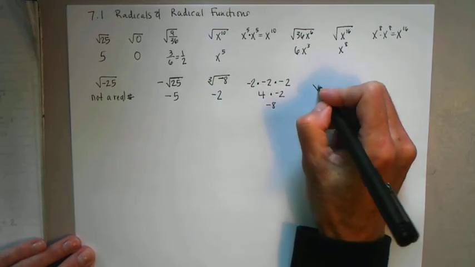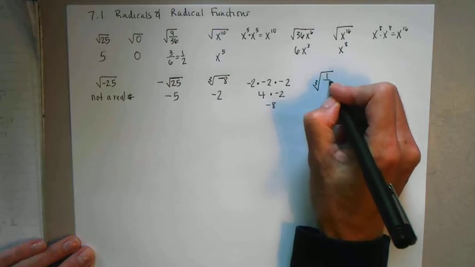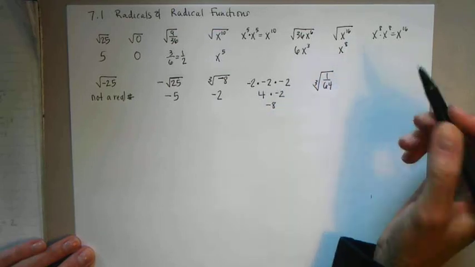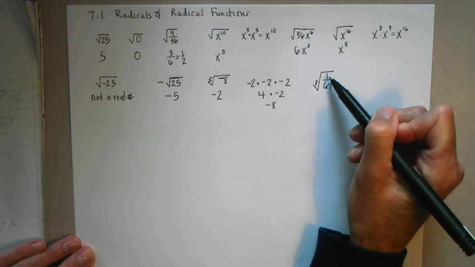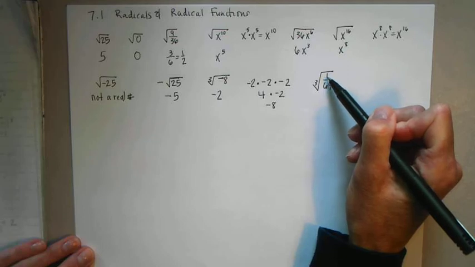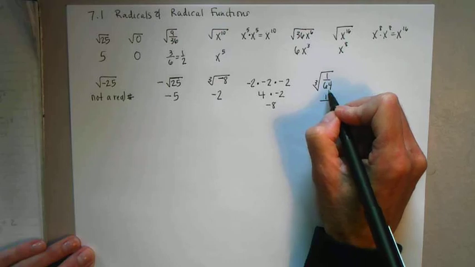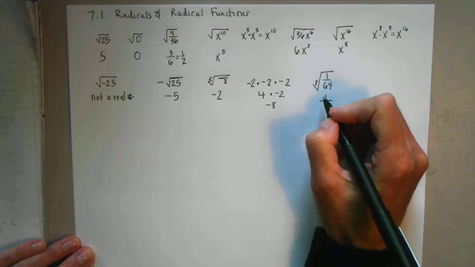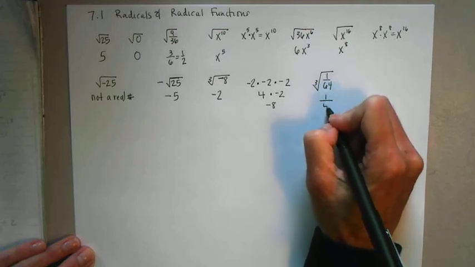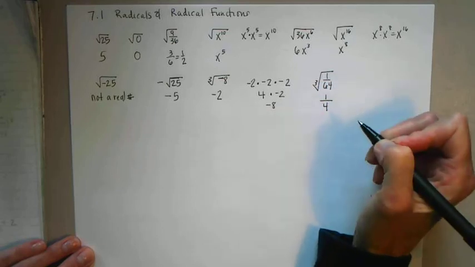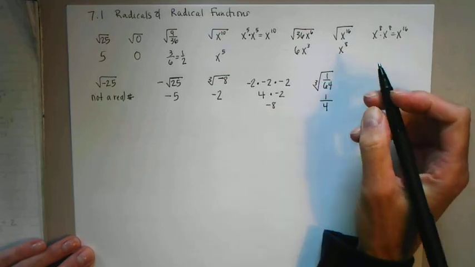What if I gave you the cube root of 1/64? Well, what times what times what is 1? Well, you know 1 times 1 times 1. What times what times what is 64? And you might know that it is 4. And you can use your calculator. Make sure you know how to use your cube root buttons.